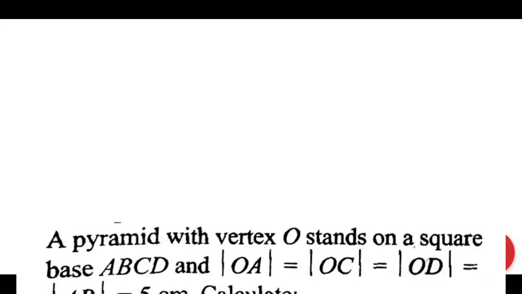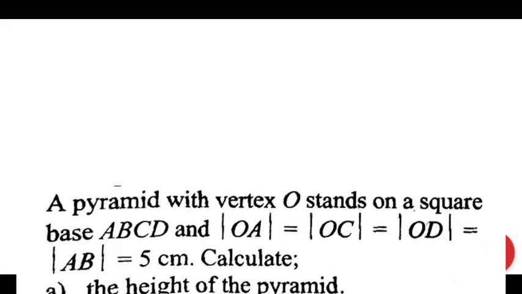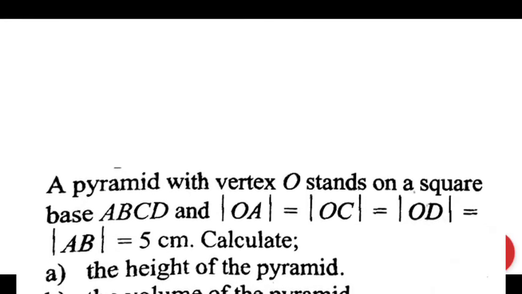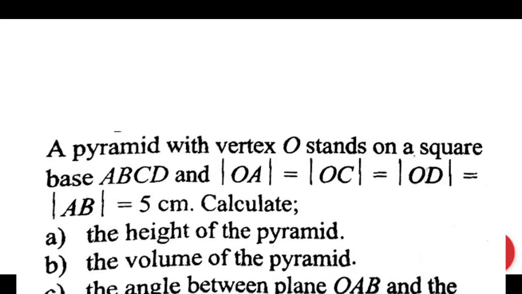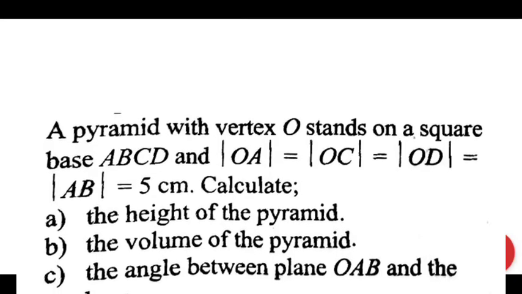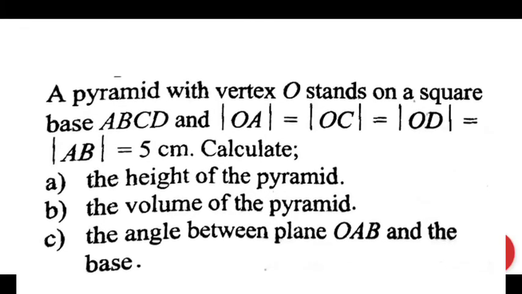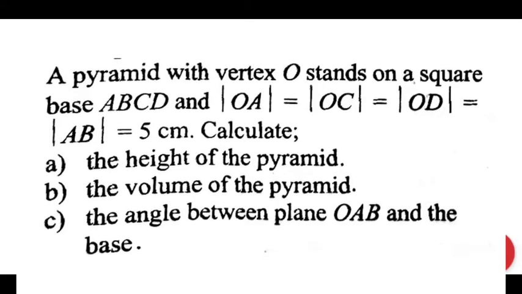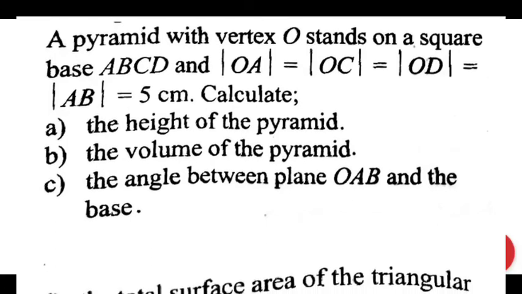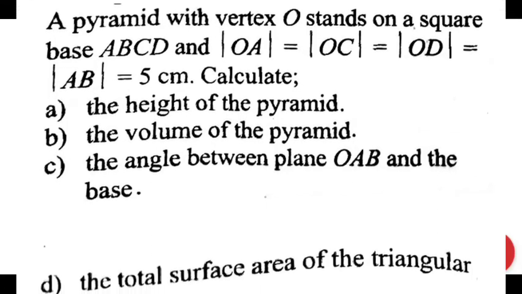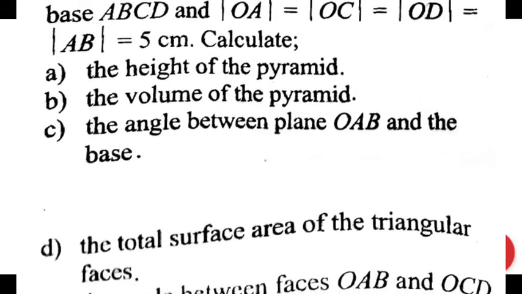A pyramid with vertex O stands on a square base ABCD, and line OA equals line OB equals line OC equals line OD equals line AB, and is equal to 5 centimeters. Calculate A, the height of the pyramid; B, the volume of the pyramid; C, the angle between plane OAB and the base; D, the total surface area of the triangular faces; E, the angle between faces OAB and OCD.